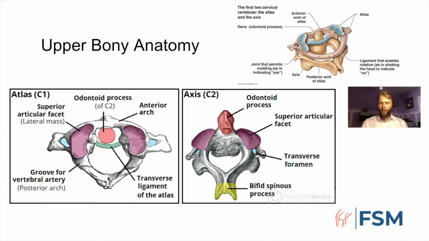C2, on the other hand, more often we'll see a hangman's fracture caused from forceful hyperextension of the neck, where the odontoid process is often fractured.